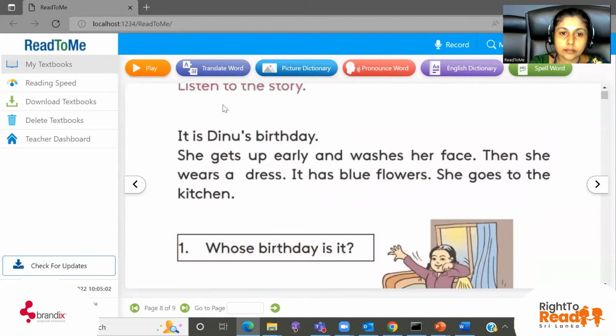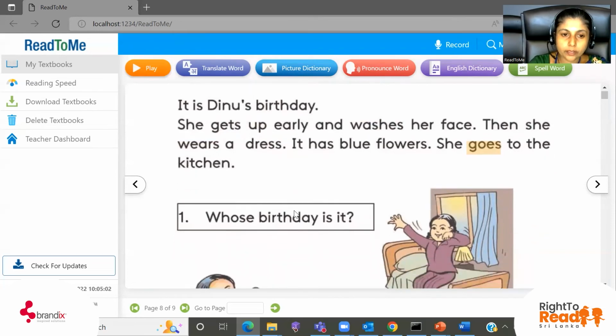Okay. Now, there are some words. Gets up. These are actions. Gets up, washes, wears, goes. These are some actions in this story. Now, children, can you find some other actions? I will come to the next activity now.